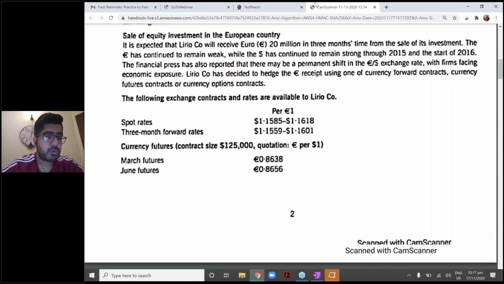So you're given March futures and June futures. Remember this is always 30th March and 30th June month end. So 30th March futures and 30th June futures are given.